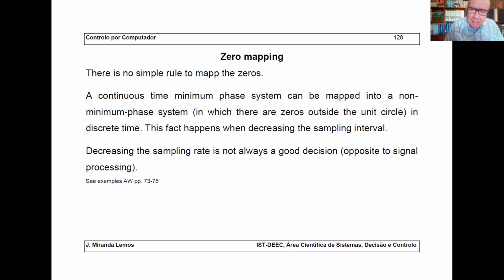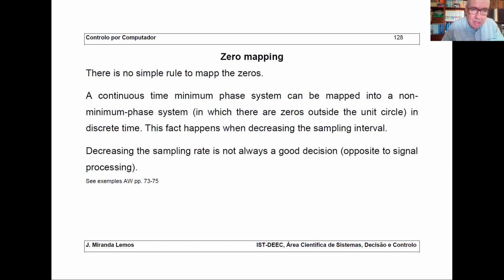Mathematically, this is not new, because if you tend the sampling interval to zero, then the inputs would tend to impulses, the Dirac impulses, which have an infinite magnitude. So it's natural that when you reduce your sampling interval, you are making your controller much more energetic, and by doing so, you can cause instability effects. Okay, this is just heuristics.